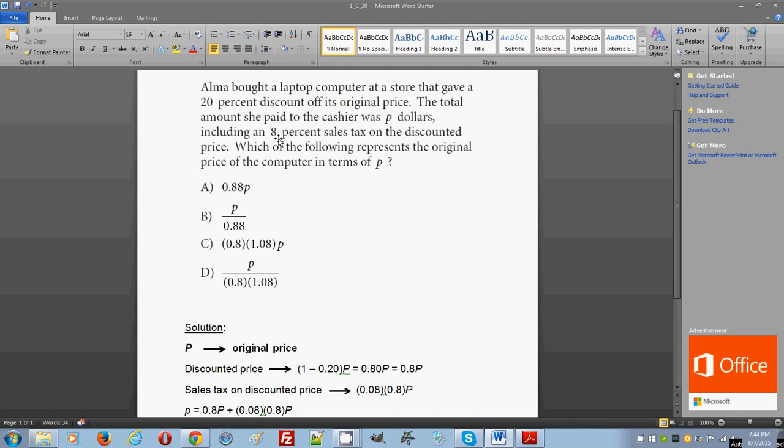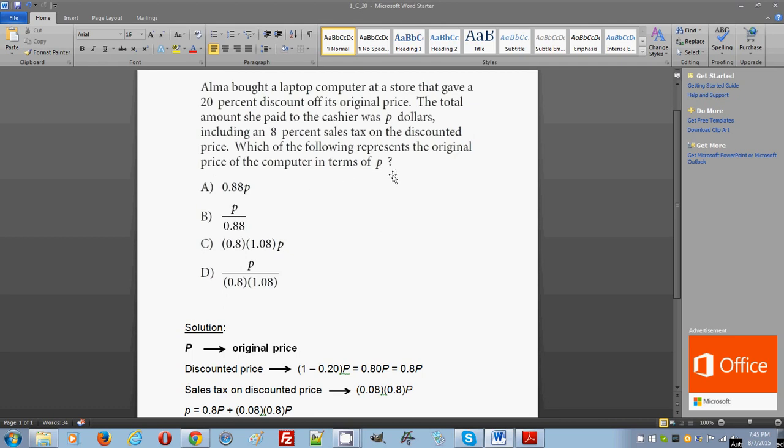So not only did she pay 80% of the original price, she also paid an 8% sales tax on the discounted price. So make sure you understand the 8% sales tax was calculated based on the discounted price, not the original price. Now it asks which of the following represents the original price of the computer in terms of P. Right, so we have to assign a variable of some sort to the original price so that we can express it in terms of P.